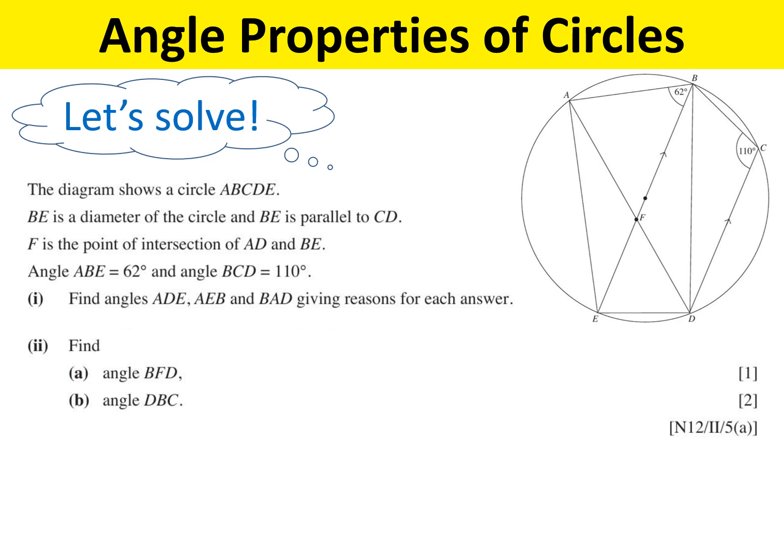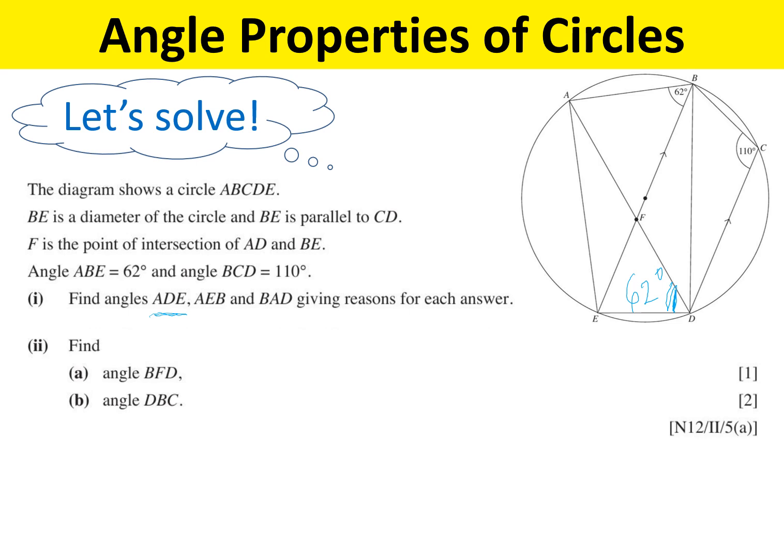Now, with all this understanding, we are ready to start solving the questions. To find angle ADE, we know that angle ADE is actually the same as angle ABE. So this is equal to 62 degrees. The reason for this is angles in the same segment.